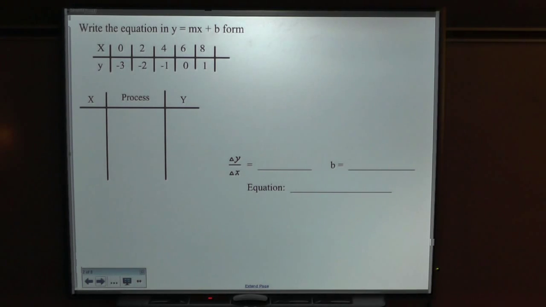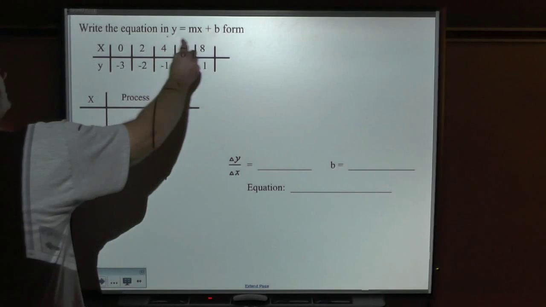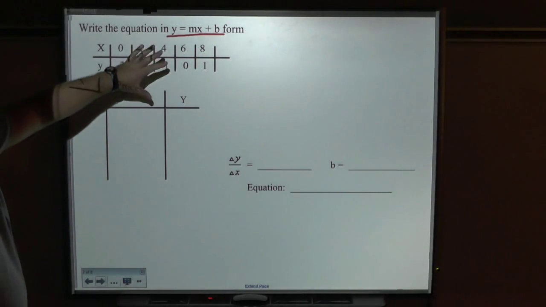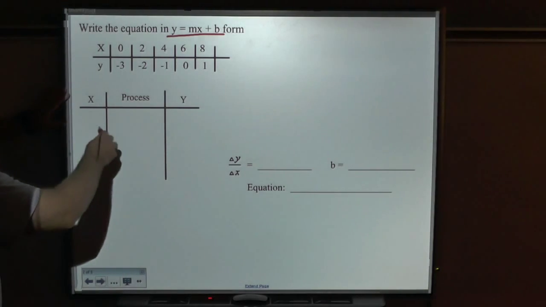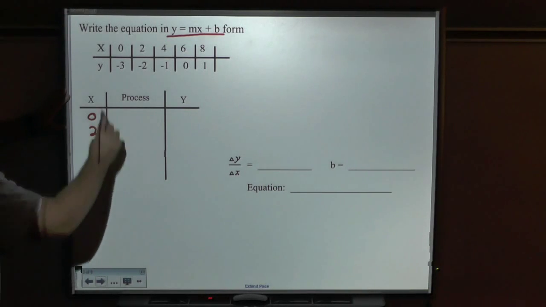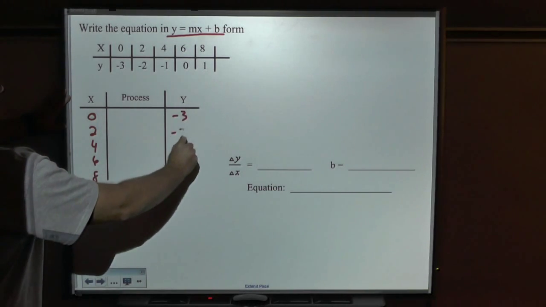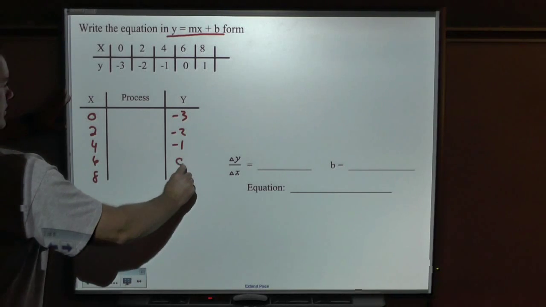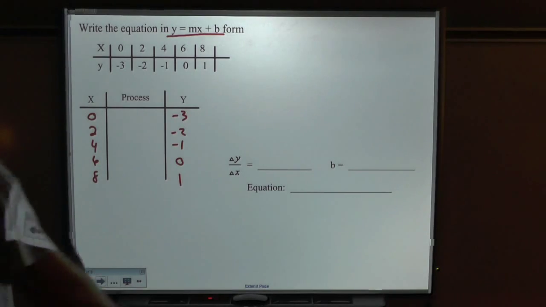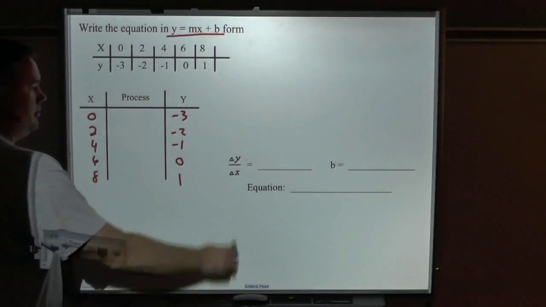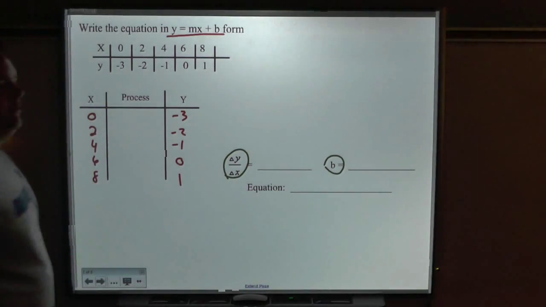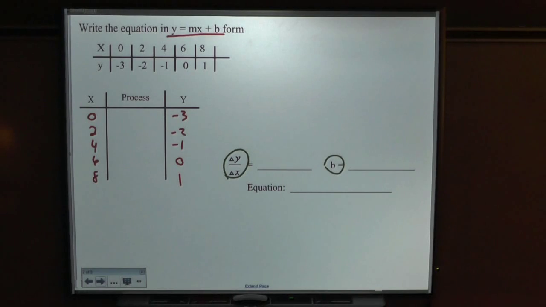You might be given a table in this fashion. Again, we're going to write the equation in this form, y equals mx plus b. This is kind of hard to look at, so a lot of people will write it out like this. The x values: 0, 2, 4, 6, 8. The y values: -3, -2, -1, 0, and 1. Same idea. When we look at this, find your value of m, the coefficient. Find your value of b, the initial value, your constant.